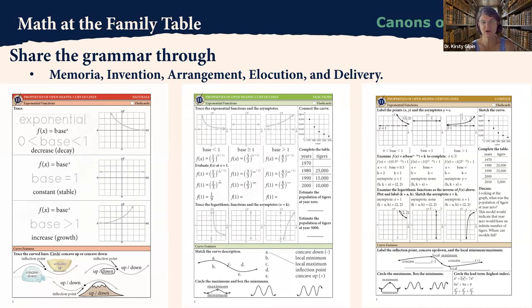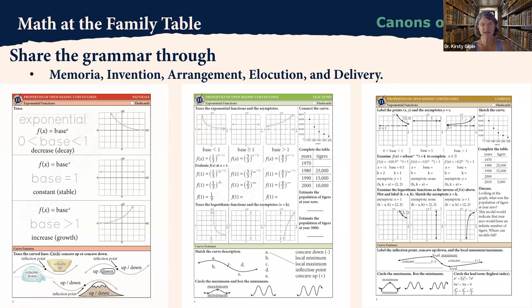We are going to use our canons of rhetoric. We're going to have things in our memoria. So loading our memory, loading our grammar is really important, because I can't pull anything out of my head if I never put it into my head. Our invention helps us pull things out. It helps us ask those questions that pull things out and then eventually puts them into order.